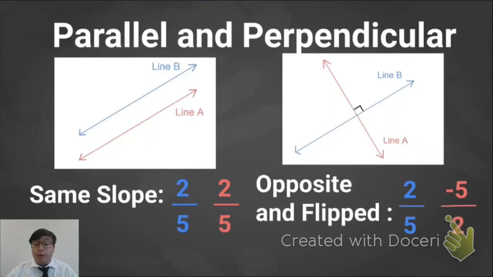So in conclusion, the relationship between parallel lines is that both the slopes have to be exactly the same. And when I have perpendicular lines, the slopes have to be flipped and have an opposite sign.